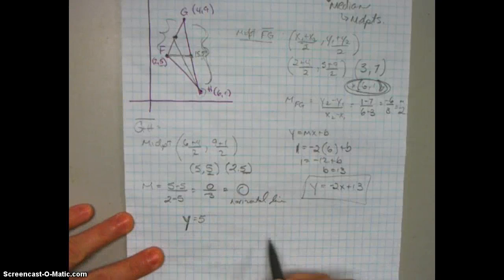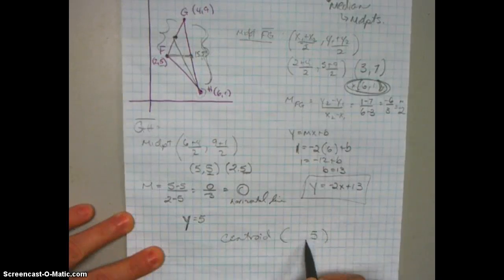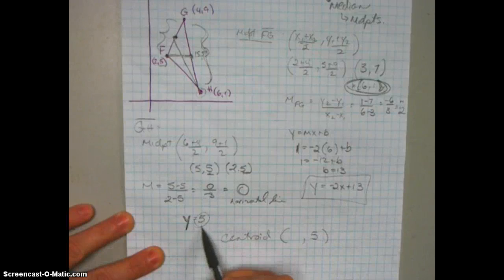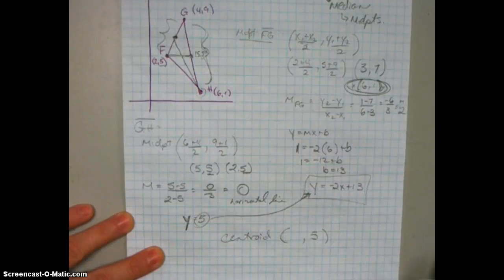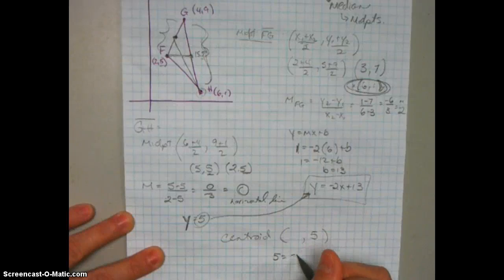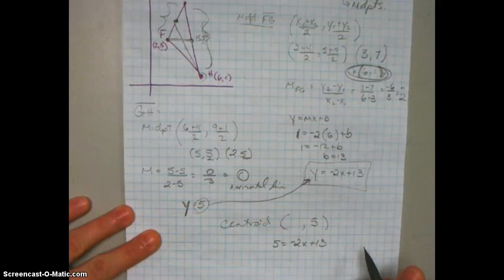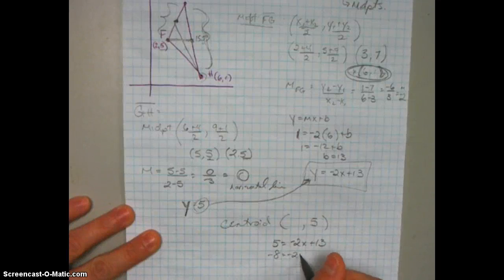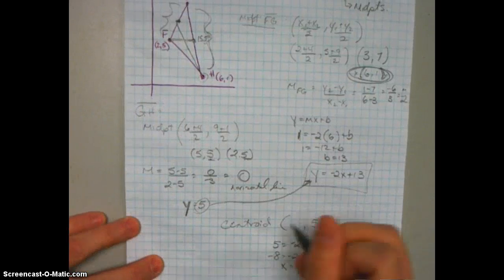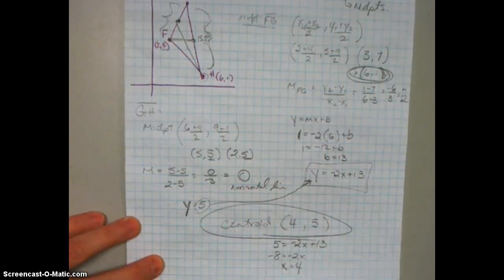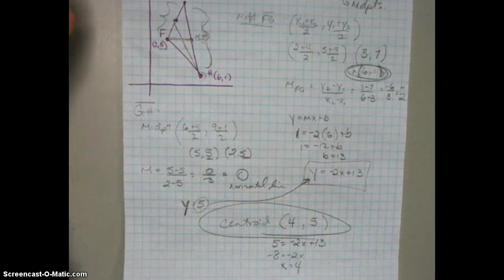So now what we have to do to find the centroid, to finish it off with my ordered pair, we know that y is 5. We're going to take 5 and substitute it into the equation of my other median. So I would get 5 equals negative 2x plus 13. And I'm going to solve this for x. So subtract 13 over, we get negative 8 equals negative 2x. So x equals 4. So we get the same centroid as the first example, which is 4, 5.